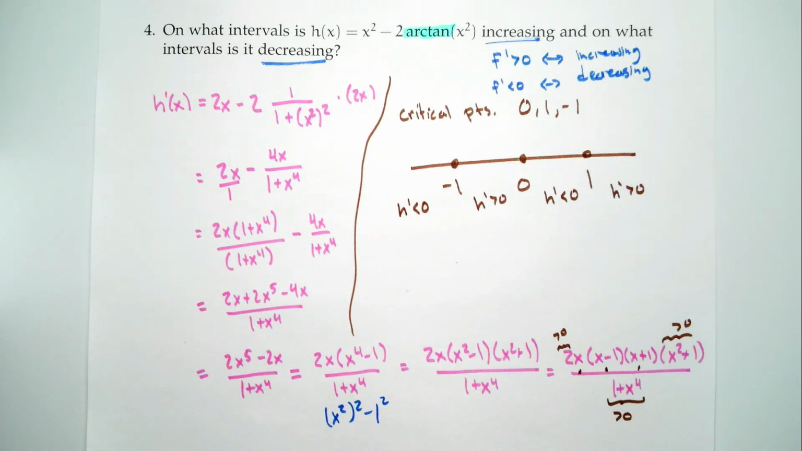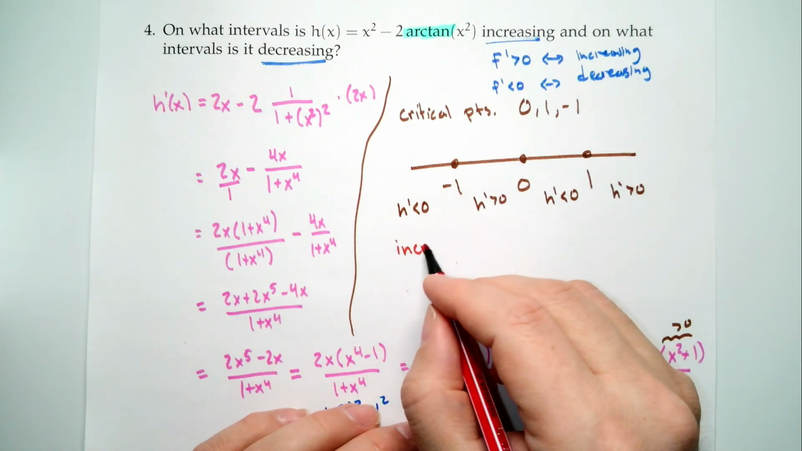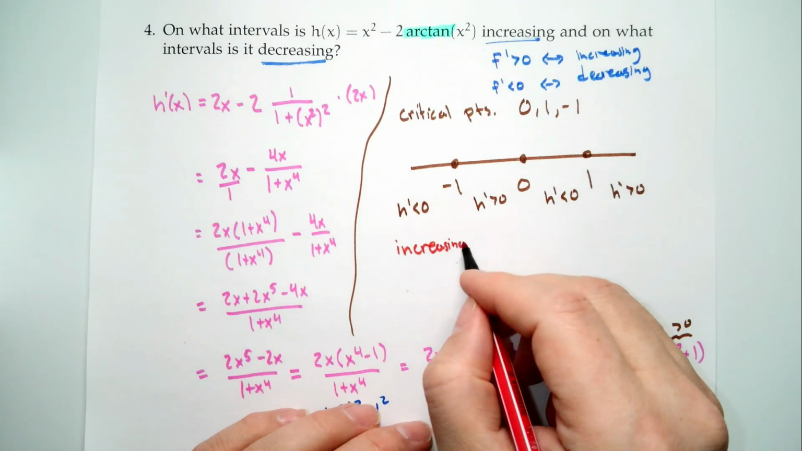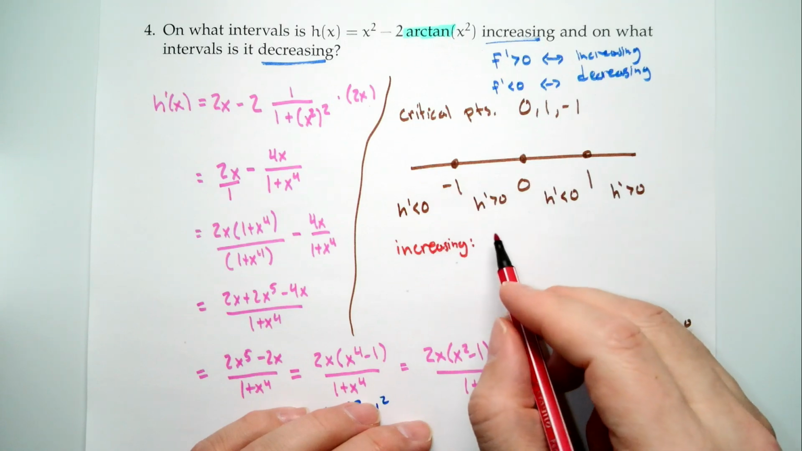All right, so now we're almost there. We're ready to write down our answer because we can read off the signs. The signs are right in front of us. So we do the following. We say we are increasing. We're going to look for where it's positive. Well, between negative 1 and 0.